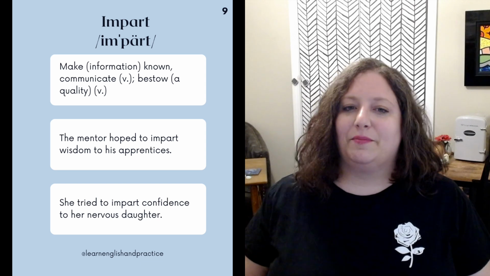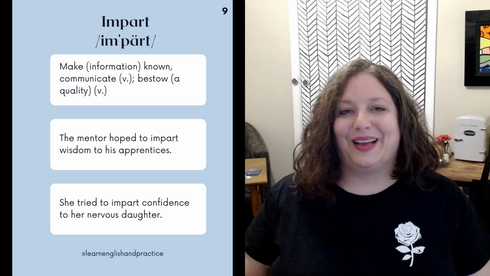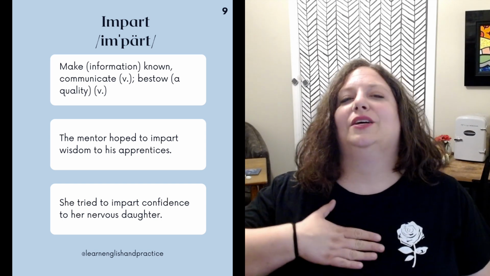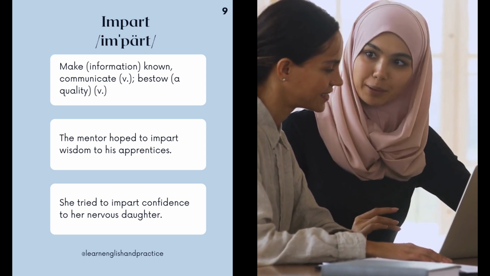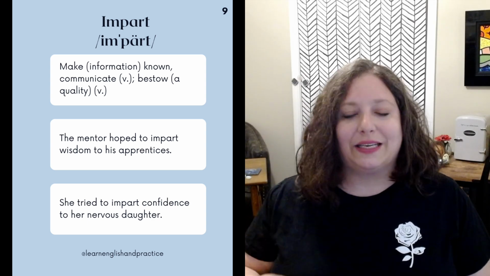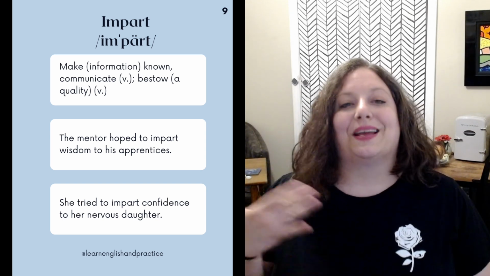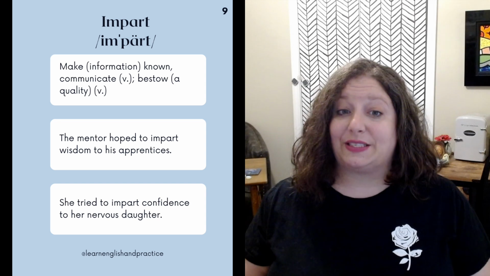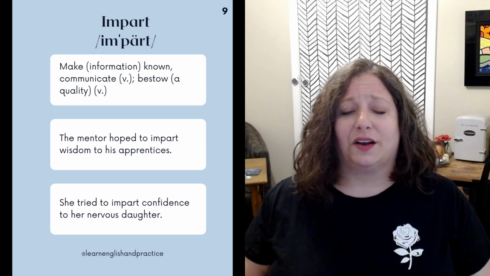Impart. This means make information known, communicate, as a verb, bestow a quality, as a verb. So to impart something is to transfer it or give it. A mentor might try to impart wisdom to their mentee. A teacher might try to impart knowledge to their student. It's this act of giving something, and typically it's something of value. Examples are, the mentor hoped to impart wisdom to his apprentices. She tried to impart confidence to her nervous daughter.